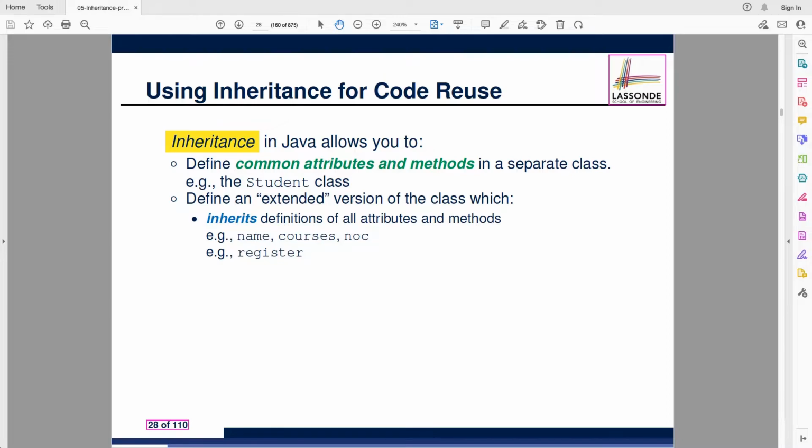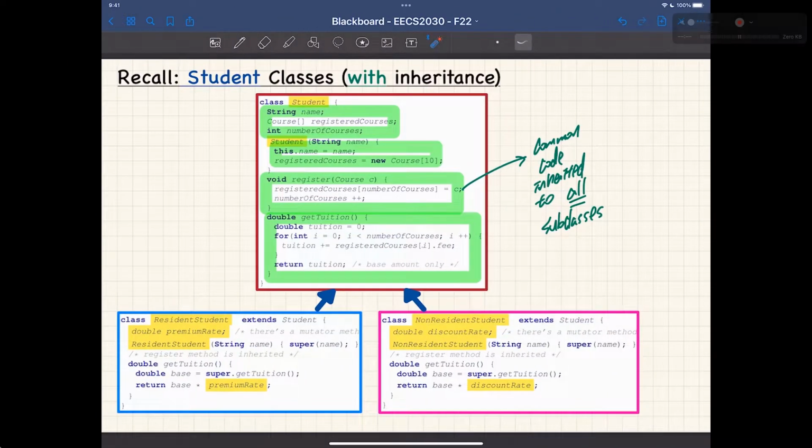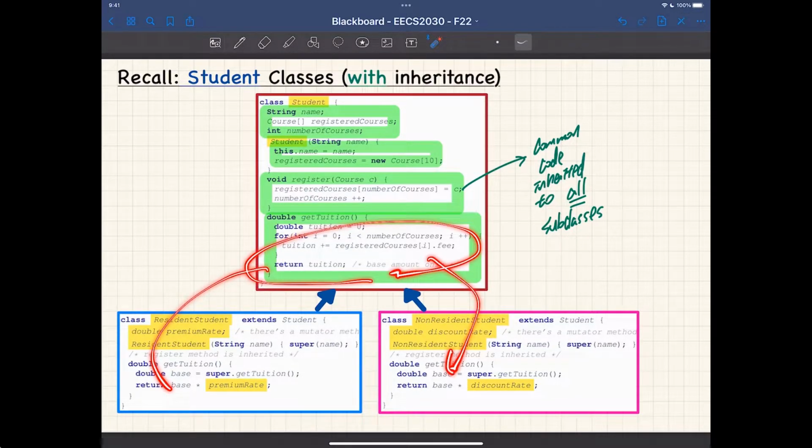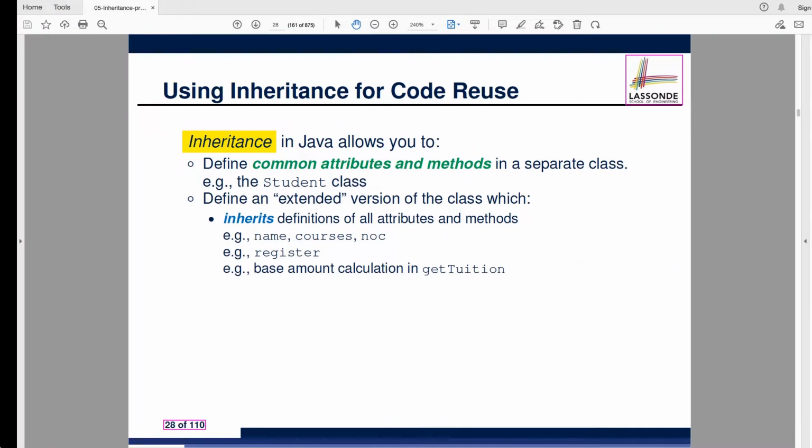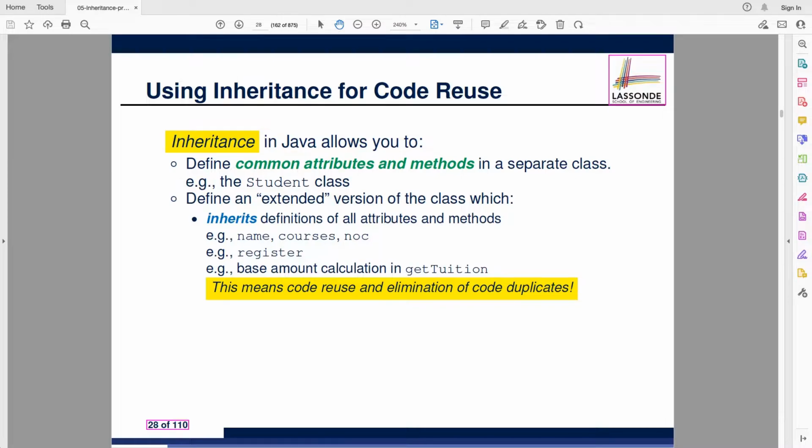And then the register method, which I also pointed out to you, and also the base amount calculation. So the get tuition here is only calculating the base amount. That's also inherited to here. You can try to build on top. That's called overriding. Okay. All right, and this means code reuse, and we can really satisfy the single choice principle, as we observed as a weakness in design attempt number 2.